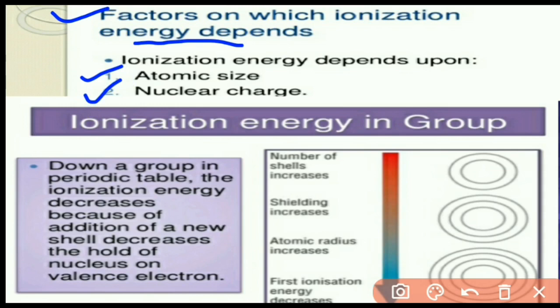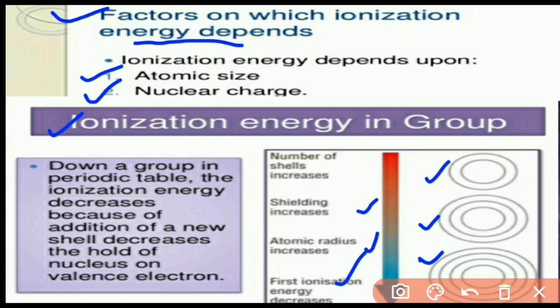Next, periodicity of ionization energy in groups. See the picture in which the atomic size of elements in a group increases due to increasing number of shells, and also increases the shielding effect and screening effect. Atomic radius also increases when we move from top to bottom, and first ionization energy decreases.